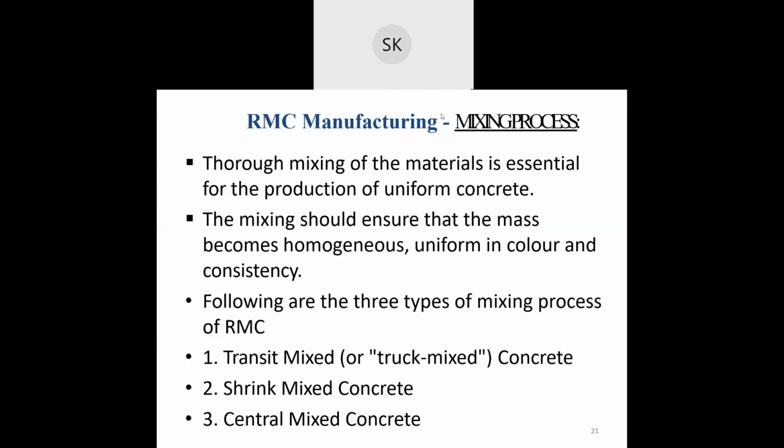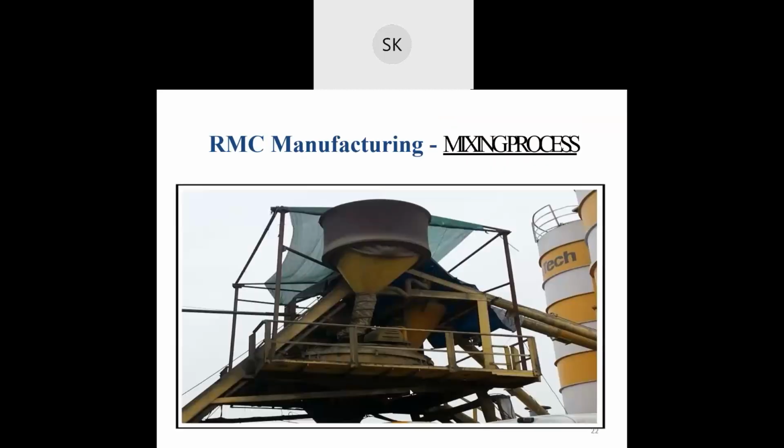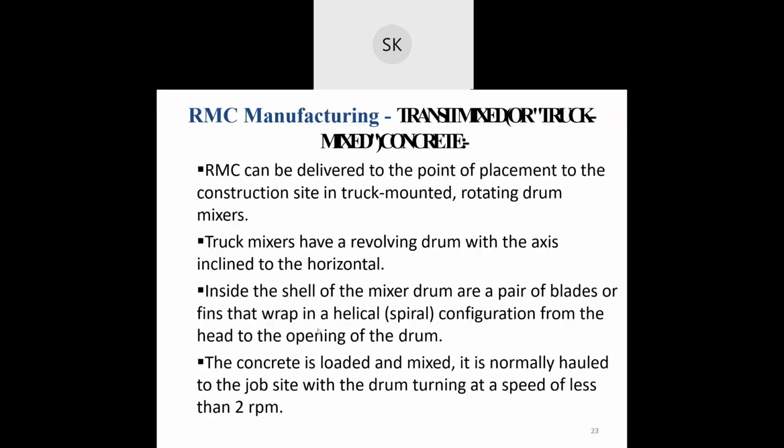Now the mixing process. Thorough mixing of the materials is essential for the production of uniform concrete. The mixing should ensure that the mass becomes homogeneous, uniform in color and consistency. Following are the three types of mixing process of RMC: transit mixed, truck mix concrete, or central mix concrete. You can see this is the mixing plant. All the materials are coming to this plant and it gets mixed here.